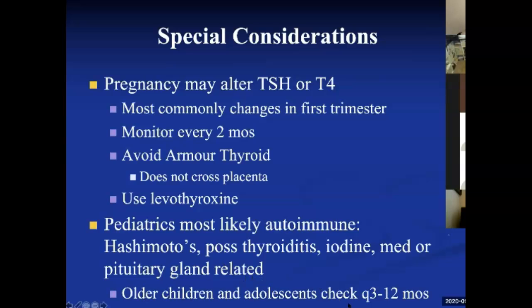Older children and adolescents, you can check every 3 to 12 months. Younger children, you want to check more often. The adolescents don't bother me, but I wouldn't want to be the primary provider of the levothyroxine to a younger child. I want somebody else to monitor them more closely because it has so much to do with their metabolism and their growth.